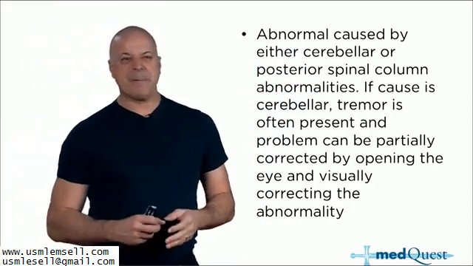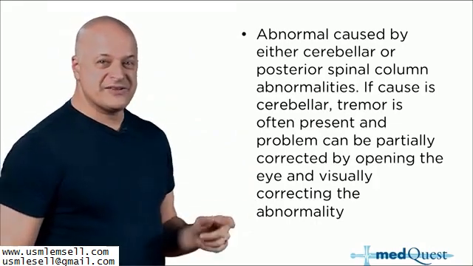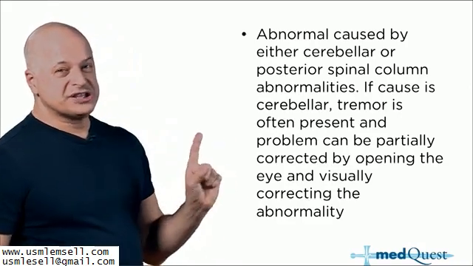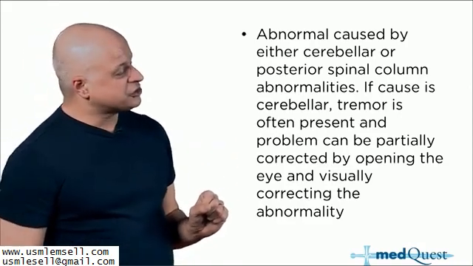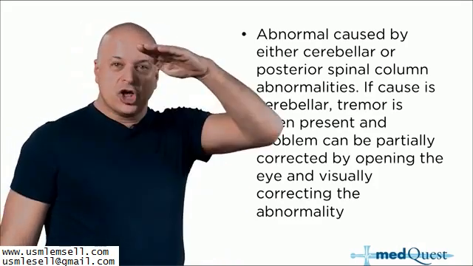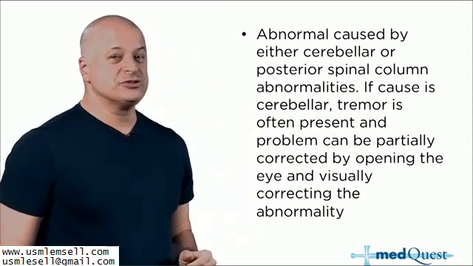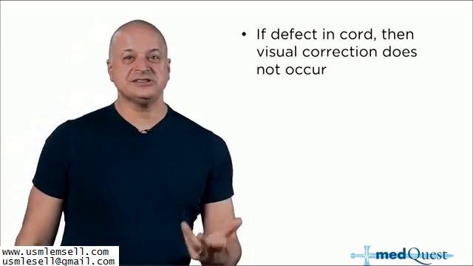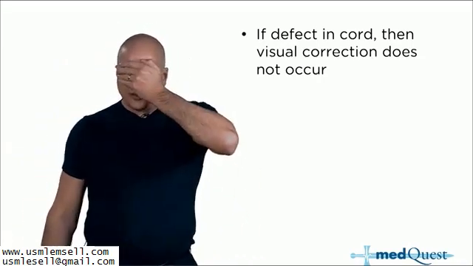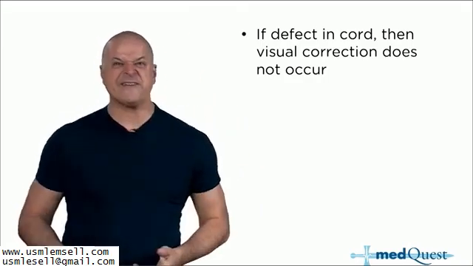So there's either a cerebellar disorder or a loss of dorsal columns of the spine to give you an abnormal finger to nose and heel to shin, because the abnormal heel to shin should also be a measure of the lower extremities and lower down the spinal cord. Lower down the spinal cord is the heel to shin. Now, if the defect is in the cord, when you open the eyes, it should correct, because you should be able to see what you're doing and fix it.